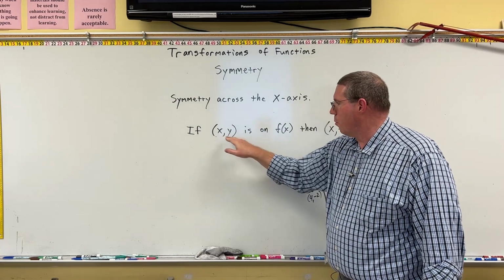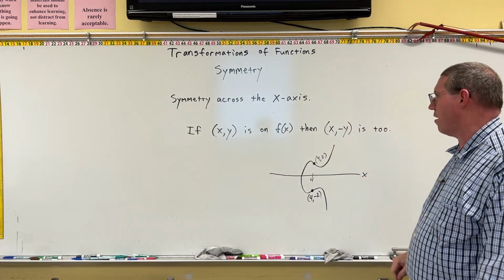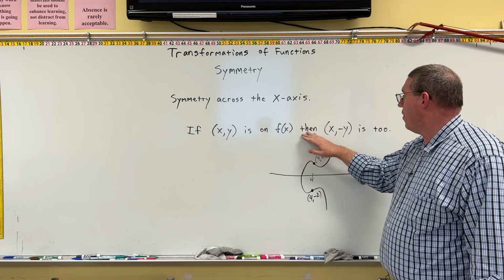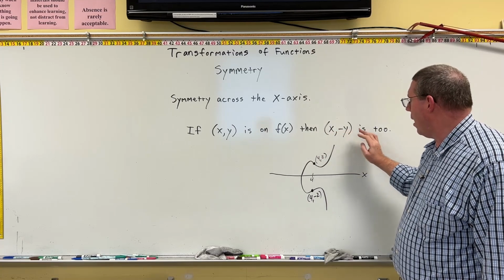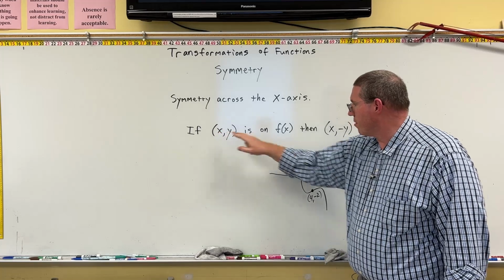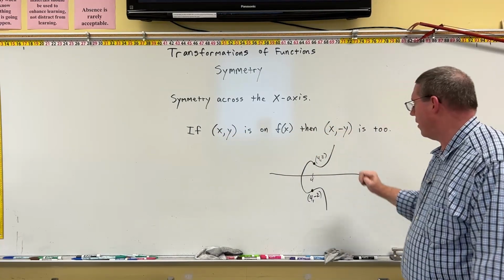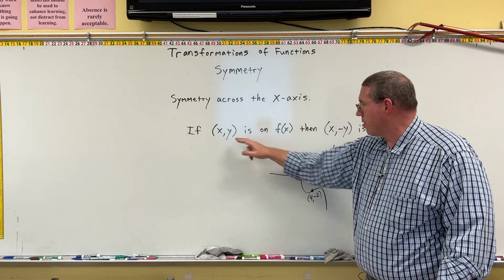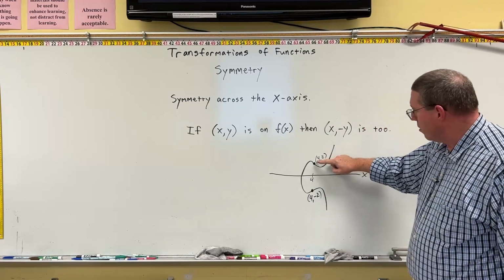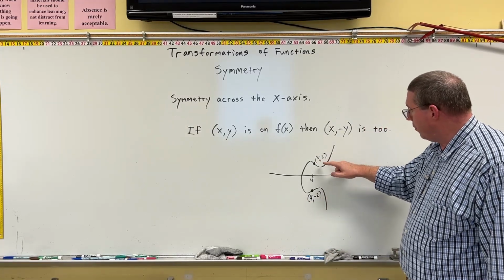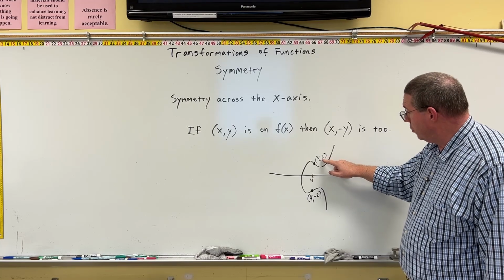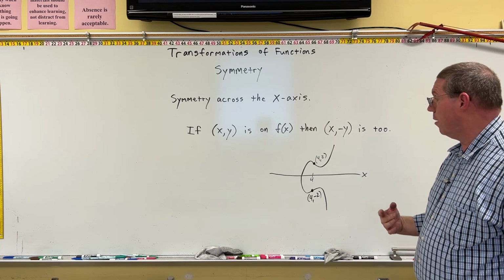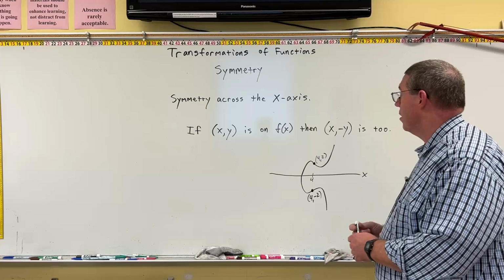So now, if x, y is on f of x, and in this case this is not a function but a relation, we're going to call it f of x for now anyway, then x, -y is also on it. So we have the same x value, but now opposite y values. Before, we had opposite x values and the same y value. Now it's opposite y values and the same x value. Look, same x value 4, but opposite y values, 2 and -2. And if that is true, then the relation is said to have symmetry across the x-axis.